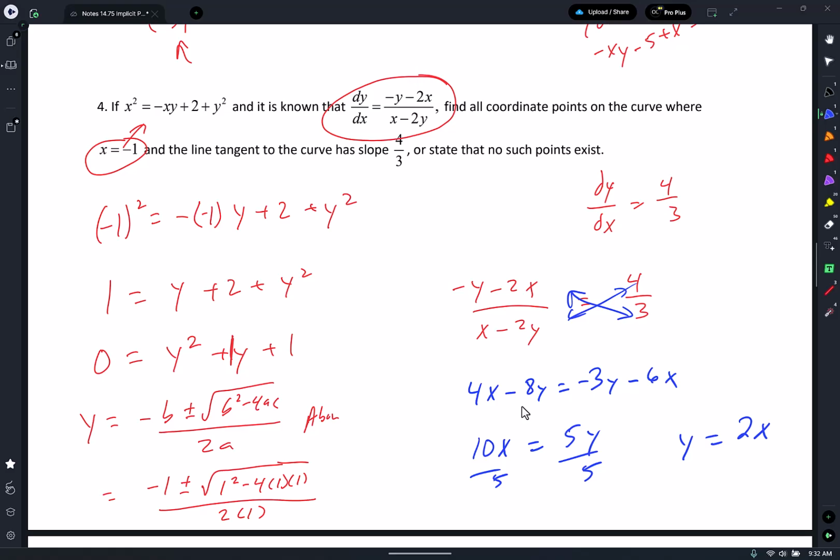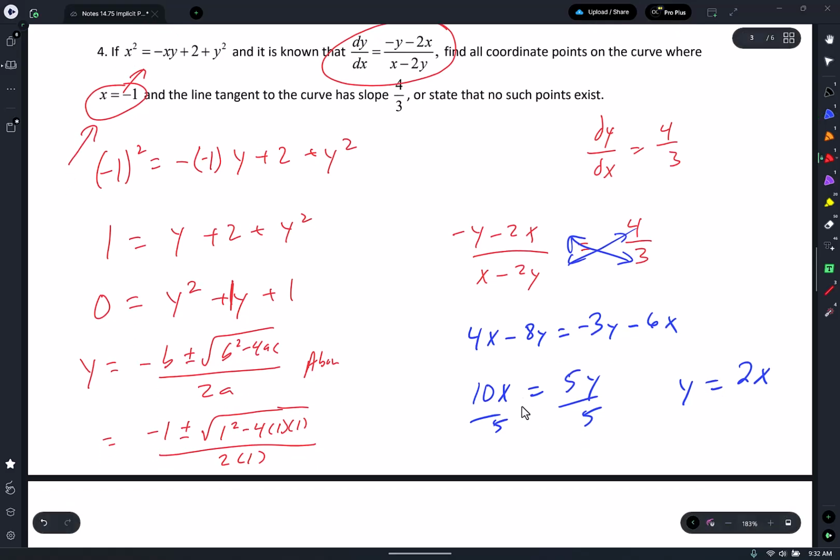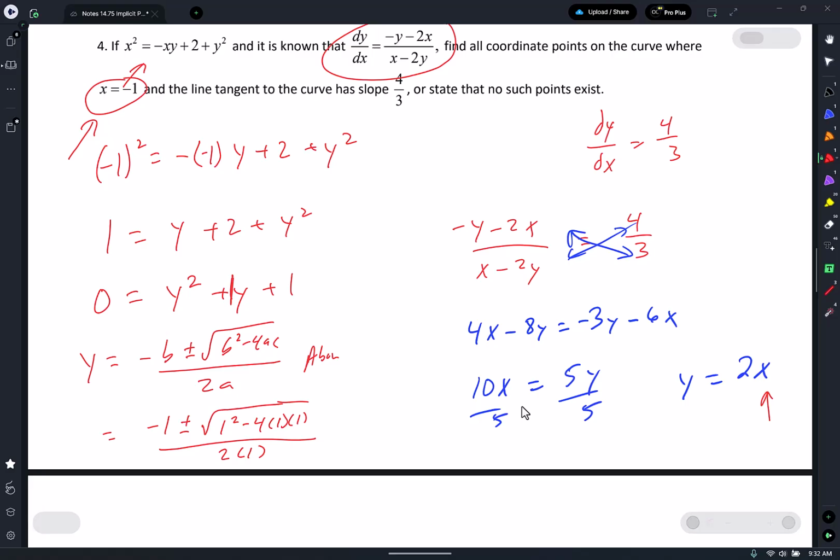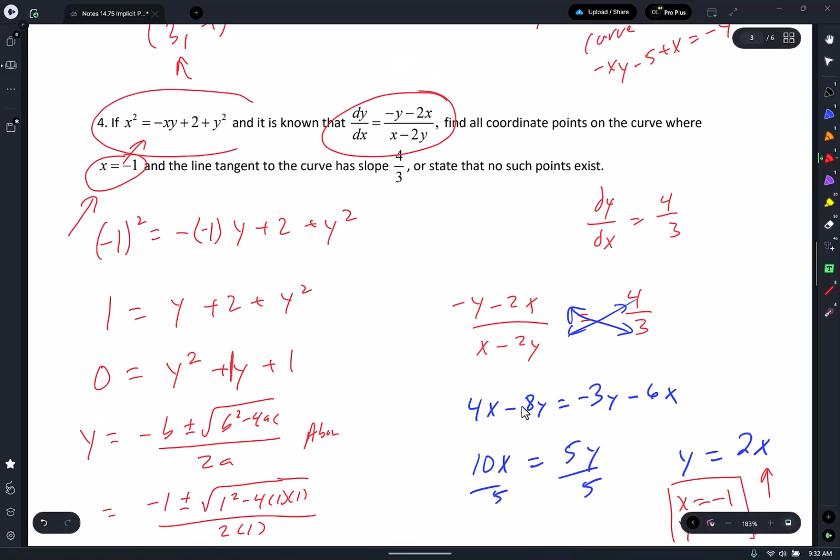But what do I have to do? I have to check that it's on the curve. Do I have a y value? No, they give me an x value. Okay, what's my x value? I'm going to plug in negative 1 and see what that y value is. If x is negative 1, what's my y value? Negative 2. I'm going to check if this point is on the curve.